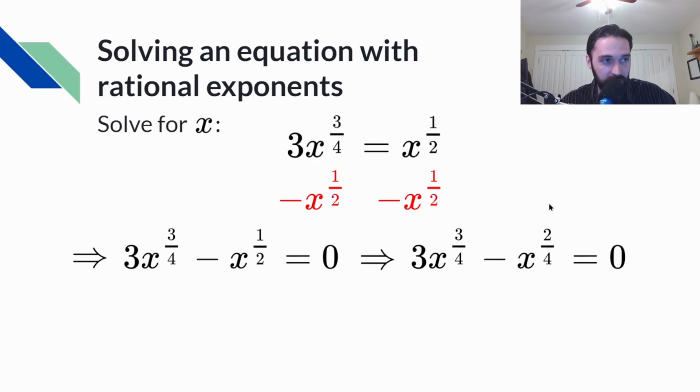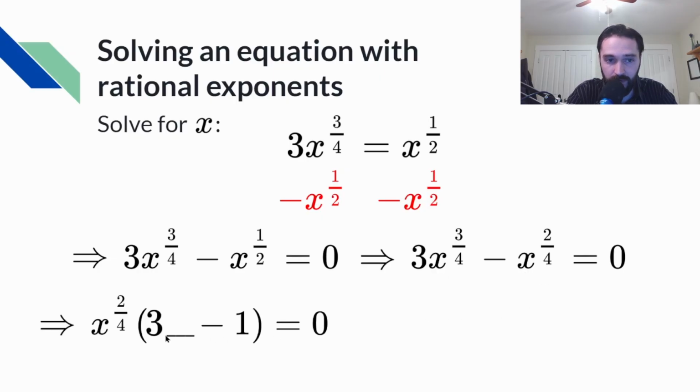Turns out that we can always factor the term with the lowest exponent. That's what we want to bring out of this. We'll factor out the term with the lowest exponent, and that happens to be, in this case, x to the 2/4 power. So we pull that out, and we're left with 3 times something minus 1.